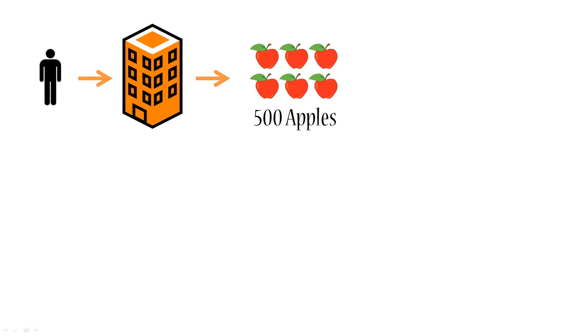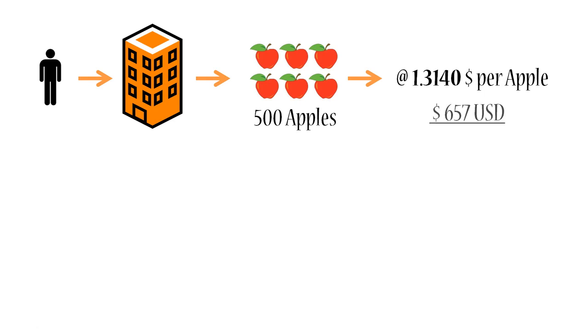So you borrow 500 apples from your broker, and you then take these apples to the Forex market and you sell them at $1.3140 per apple, and that gives you in return 657 US dollars. So now you have that money and you decide to hold on to this 657 US dollars because you've predicted that the price of apples will drop, and you wait for that to happen as per our chart which we looked at earlier.